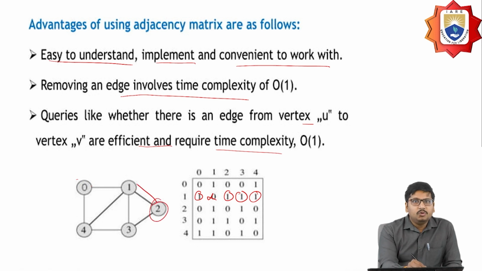So I have an edge from 2 to 1, and 2 to 3, so for only from 2 to 1 and 2 to 3, I'm going to have to make it as 1.